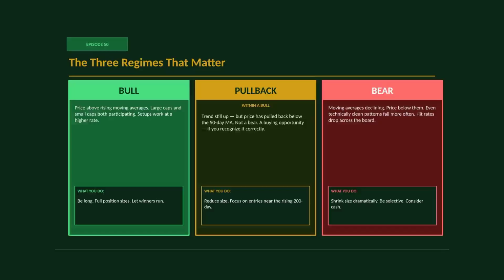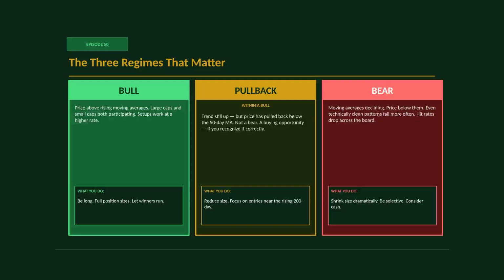Bear. Moving averages are declining, price is below them. Setups fail more often. Even technically clean patterns have lower hit rates. The correct response is to shrink position size, be far more selective, or sit out entirely.